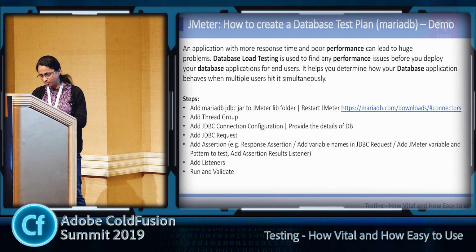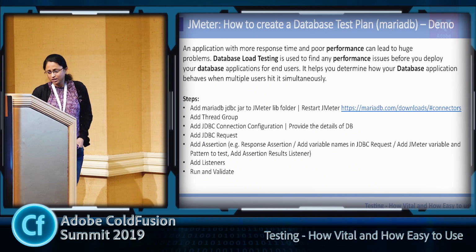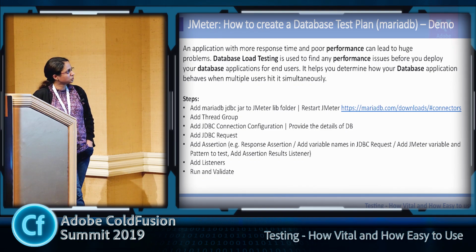Right now we are using the HTTP authorization manager, but there are some more useful ones like cookie manager, cache manager, and HTTP request defaults. And the same thing with JDBC connection configuration. That's where I have provided my login details to JMeter, and then I again have a response assertion, checking that my web page response of 200 was fine, and the duration assertion, again 20 seconds.